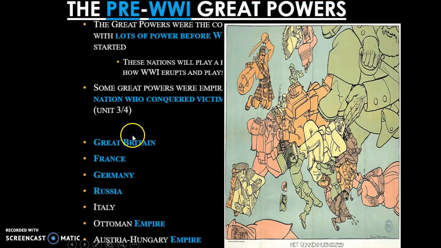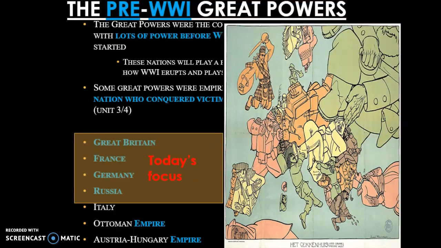And so this picture does a nice job of showing that before the war even started, these great power countries, Great Britain, France, Germany, Russia, Italy, the Ottoman Empire, a bully country made up of lots of victim countries, and the Austrian-Hungarian Empire, another bully country, were already hating each other and under a lot of tension and stress. You can see in this picture how Europe before World War I is like a ticking time bomb ready to explode.